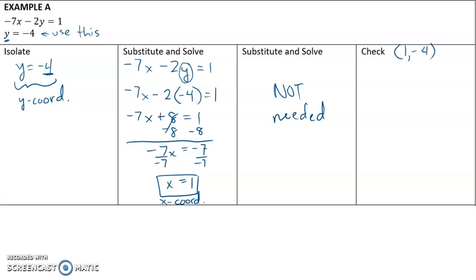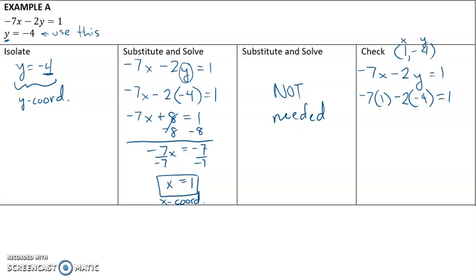Before I put that down, I'm going to check because I want to make sure it works. Remember, solutions make equations true. If it's a solution to a system, it makes both equations true. So we're going to use our equation: negative 7x minus 2y equals 1. I'm going to replace the x and the y with their equivalent values. So I'm going to have negative 7 times x is 1, minus 2 times y is negative 4, equals 1. Use parentheses for those substitutions.